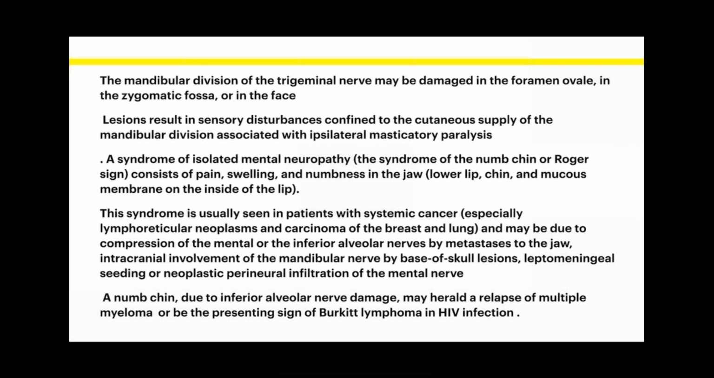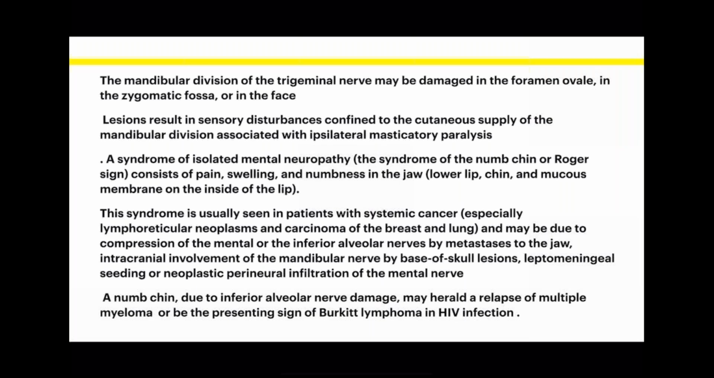There is a syndrome of isolated mental neuropathy, which they call the numb chin syndrome, which consists of pain, swelling, and numbness only of the jaw, lower lip, chin, and the mucous membrane on the inside of the lip. This syndrome is usually seen in patients with systemic cancer, especially carcinoma of the breast and lung, and may be due to compression of the mental or inferior alveolar nerve by metastasis to the jaw, or could be because of leptomeningeal seeding or a neoplastic perineural infiltration of the mental nerve.